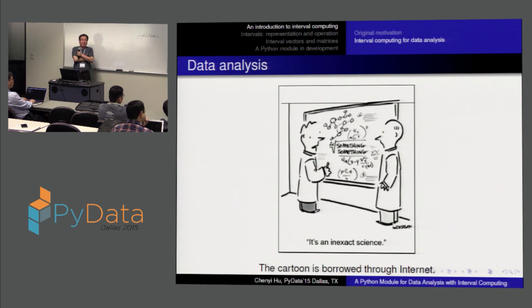Now we switch our attention. Okay, that's the original idea. So what is it used for in data analysis? In data analysis, I guess what we want probably is the exact science. We try to find something possible. You give us data, we find the knowledge.